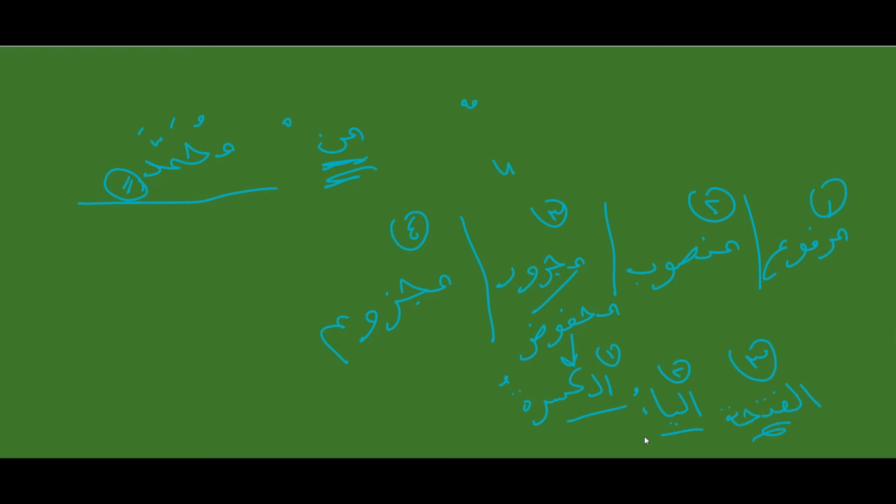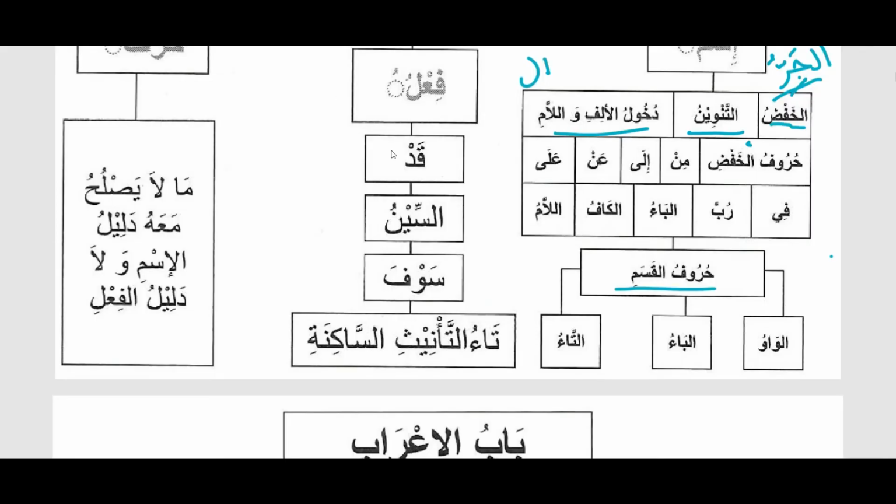The third one, al-fathatu, this one also we will discuss. It will be specialized more on the topic of isim ghair munsarif, which is the noun that doesn't carry tanwin, right? InshaAllah we will discuss on that. So going back to here, we have min, ila, an, ala, fi, rubba, al-ba'u, al-kaf, wal-lam. InshaAllah we go into great detail on the usage of this.